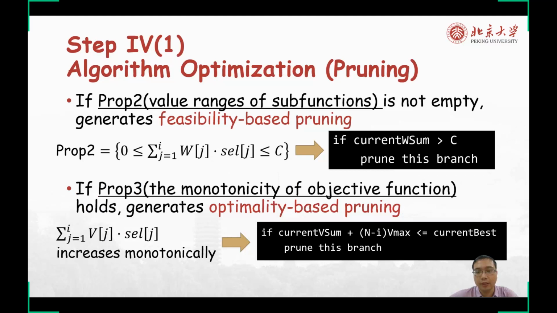If Prop 3, the monotonicity of the objective function, holds, SoGen applies optimality-based pruning. In 01 knapsack, if the potential upper bound of the value sum is not greater than the best result found before, the branch should be pruned.